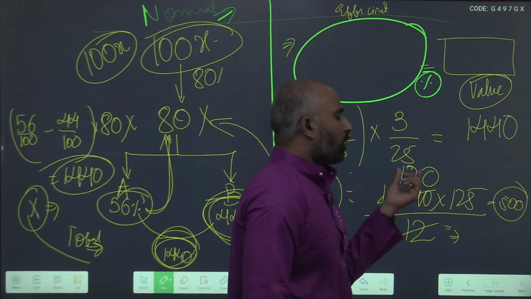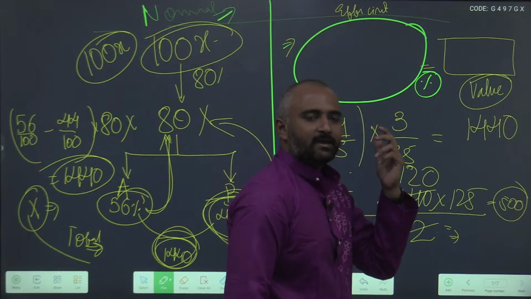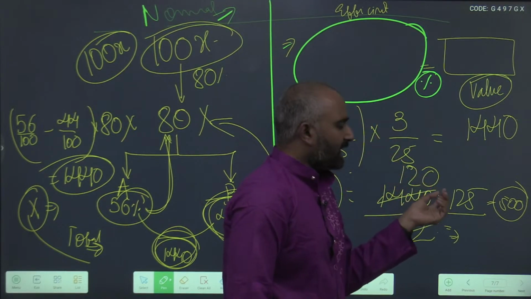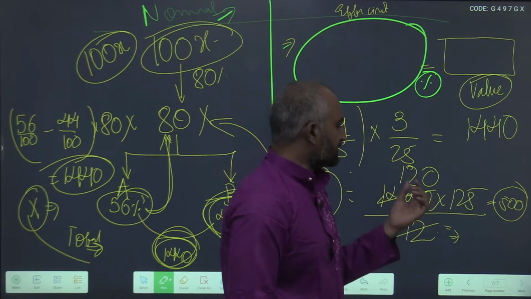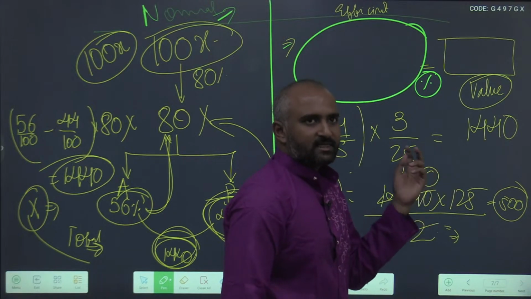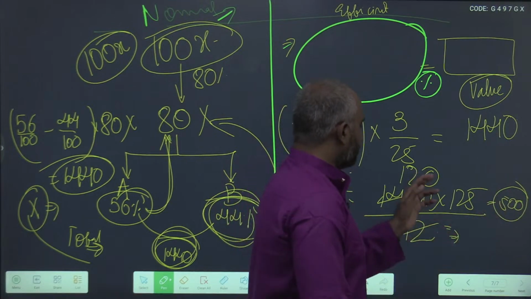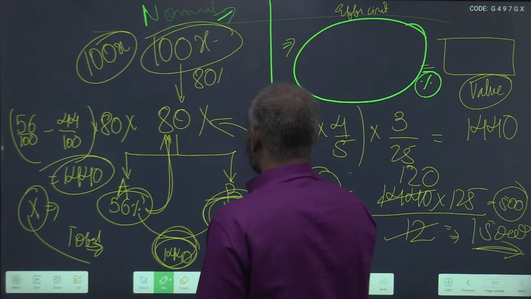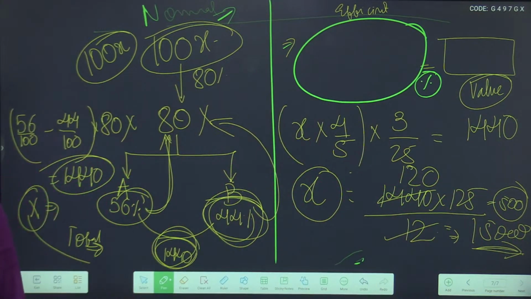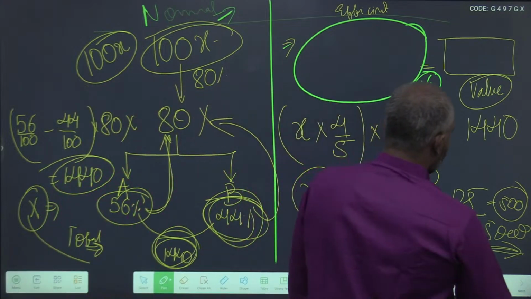What is 12? 12 is 4 times 3. This should happen mentally. I am telling it outside just for the sake of explaining, but this process is much faster when it is internal. So 12 is 3 times 4. So 500 into 3 is 1500, plus 1500, which is 15,000. Okay, so this is the answer.